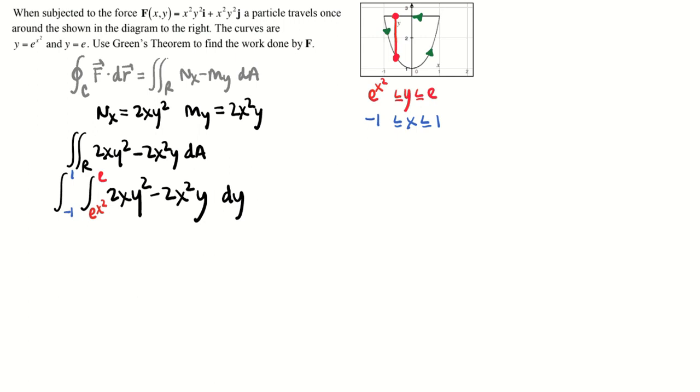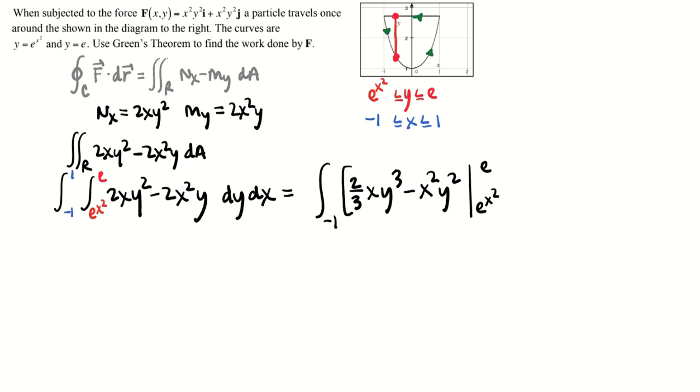So this is going to go dx, and then we're going to find an antiderivative with respect to y. So this will be 2/3 x y cubed minus x squared y squared, as y runs from e to the x squared up to e. Maybe stuff will cancel off nicely, and then we'll be integrating that with respect to x. Okay, so we're going to throw in here y equals e.